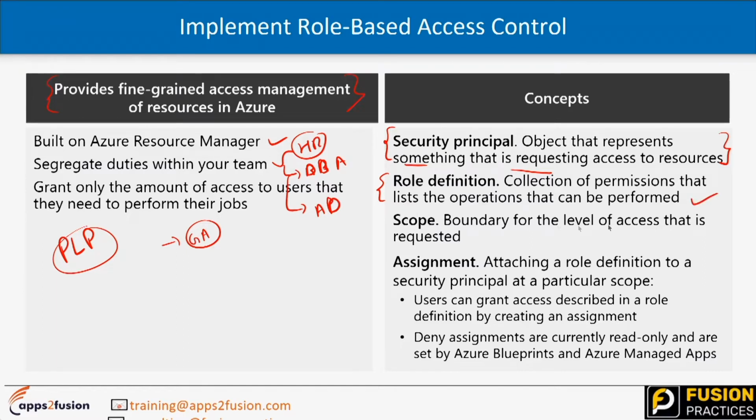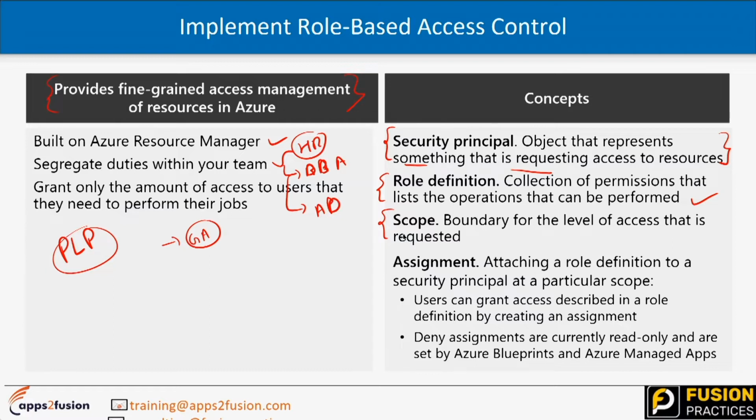Scope is the boundary for the level of access that is requested. It defines what level of scope you are applying the role at. You might be applying the scope at a management group level, a subscription level, a resource group level, or a resource level. If you apply a role at a resource group level, the person will only be able to see and modify settings related to that resource group. They will not be able to change, modify, or do anything at any other level.